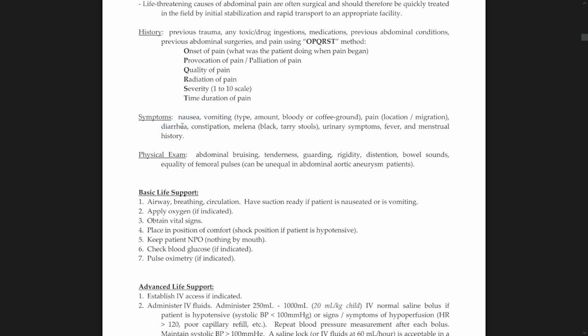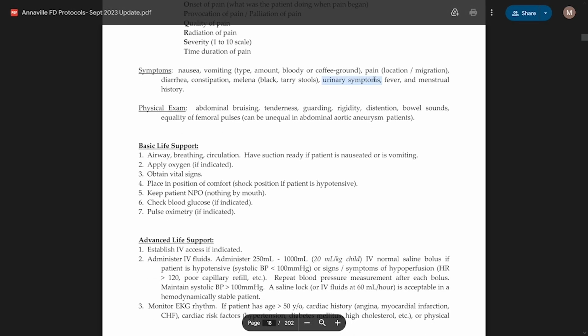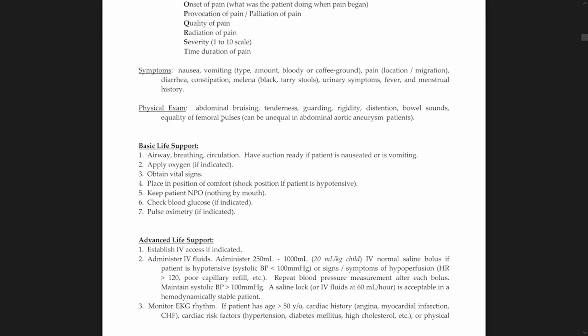These are the 3 things I really like to ask. Ask about constipation, check if they have a fever, if there's any urinary symptoms. This is a UTI issue, right? Check for bruising, tenderness, guarding, rigidity, and so forth.